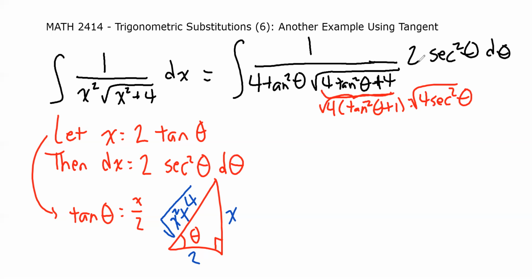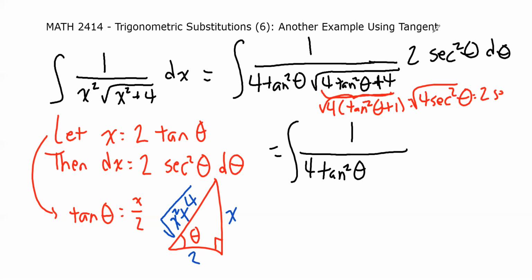So let's streamline all that and see what happens. We have the 4 tangent squared theta. The square root will eventually collapse down to, and I guess I owe it to it right here to finish it off, theta. But the square root will collapse down to 2 secant theta. And we still have the 2 secant squared theta, d theta, from the dx.